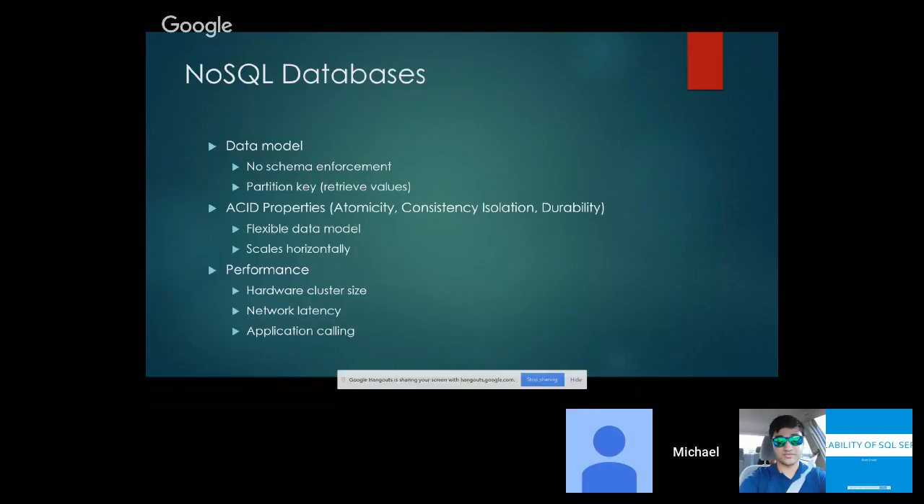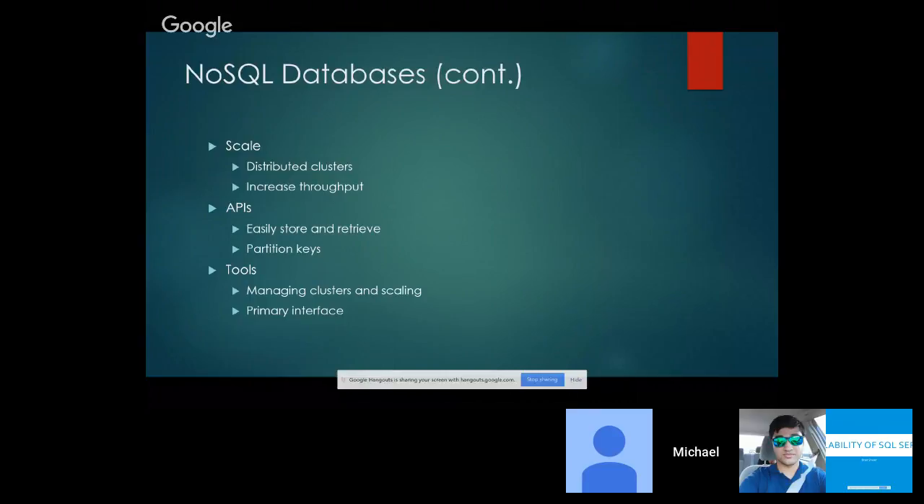With the performance, in specific models that I've seen conducted over the research, and this is just the hardware piece, the technical pieces, what determines performance is the hardware cluster size, which can either promote or diminish network latency. The performance is also tied to application calling. And looking at the scale, you have distributed clusters that can promote added value within increased throughput.